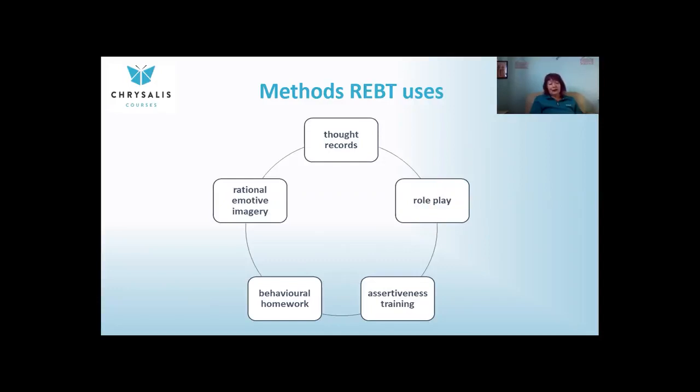And Ellis put emphasis on a client having unconditional acceptance and proposes that no matter what we've done, we should accept ourselves for what we are and not what we've achieved. So it's about the client valuing themselves, that they have an inner worth just because they're a living human being.